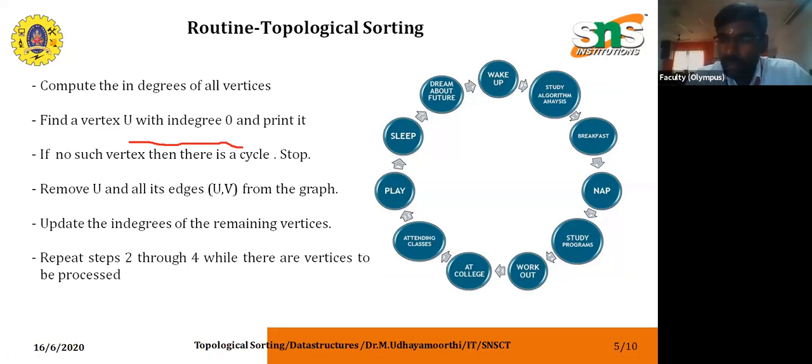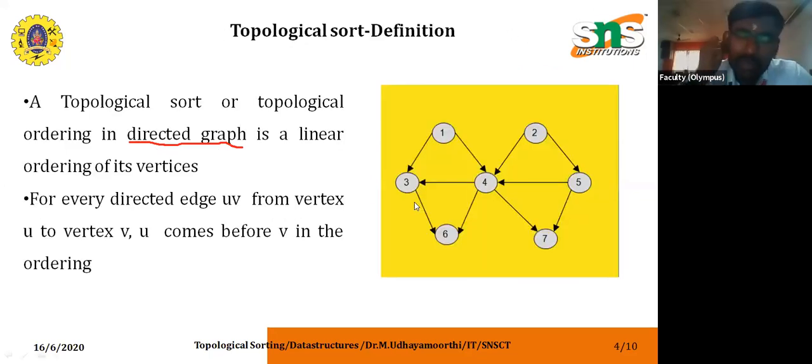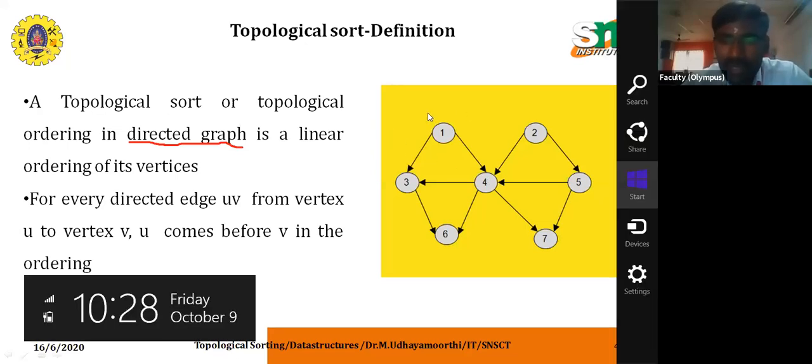So see the routine of all vertices. But before this, I will say what in degree means. It is very important. In the graph, consider node 1, node 3, and node 4. So what is the meaning of in degree?